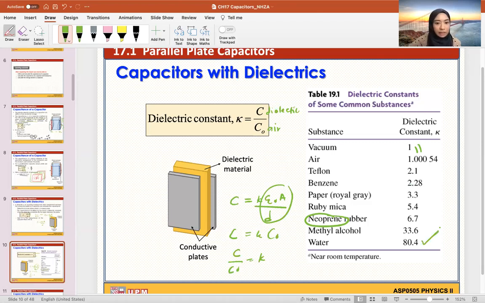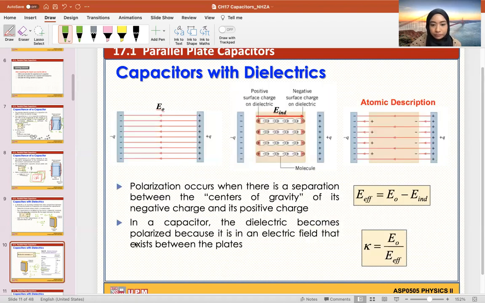So immerse a metal plate in water. You have to connect to a battery. Don't know how you're going to do that without injuring yourself. But that is how you can increase the capacitance. Okay, leave that to the professionals. We want to learn first. Okay, so moving on.